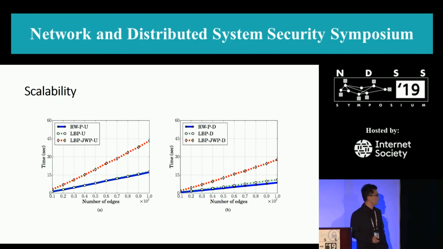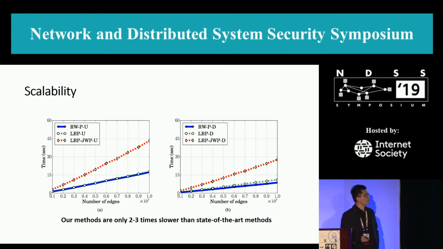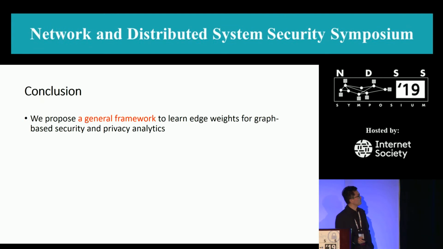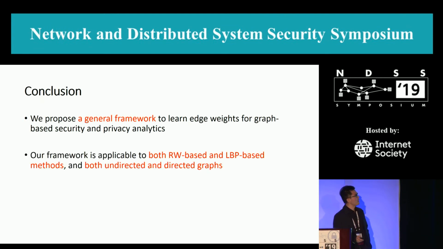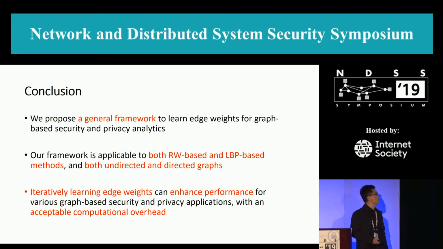And scalability. We compare our method with state-of-the-art random walk and LBP-based methods, and our methods are only 2 to 3 times slower than the state-of-the-art methods. And then the conclusion: we propose a framework, and our framework is widely applicable. And iteratively learning can indeed enhance the performance, but with an acceptable computational overhead. That's all for my talk. Thank you.